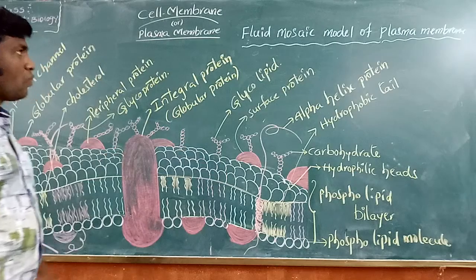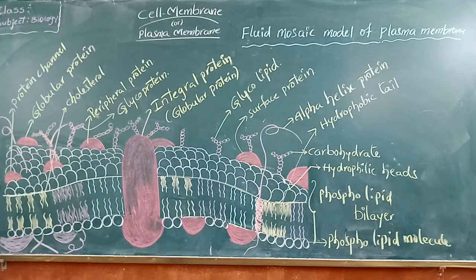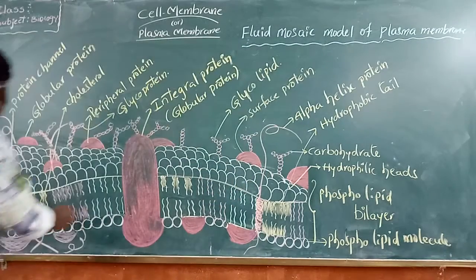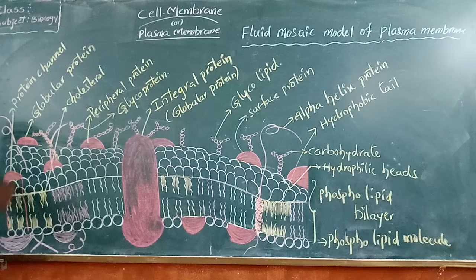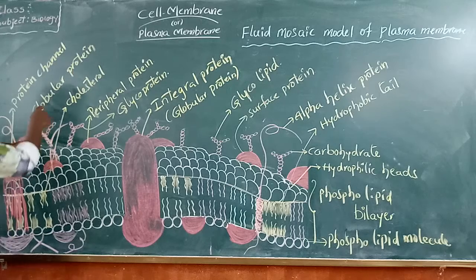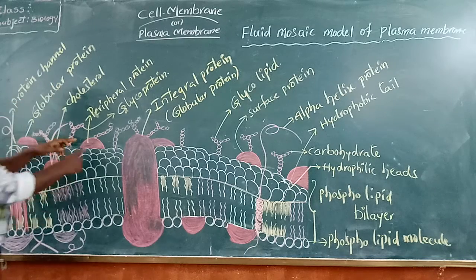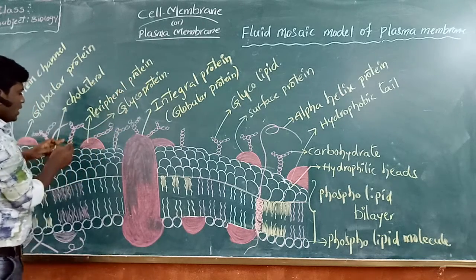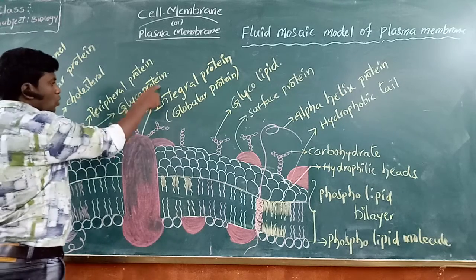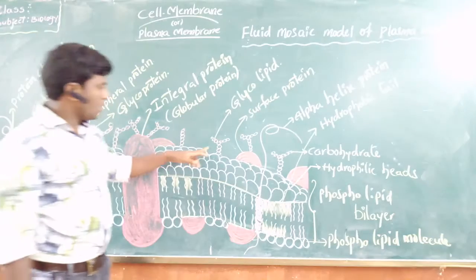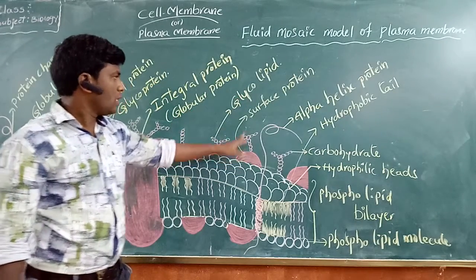Let's look at the diagram: fluid mosaic model of the plasma membrane. Here is the protein channel. These are the globular proteins, and this is the cholesterol. This is the peripheral protein. These chain-like Y-shaped structures are the glycoproteins, and this is the integral protein, that is the globular protein. This is the glycolipid, and this is the surface protein.